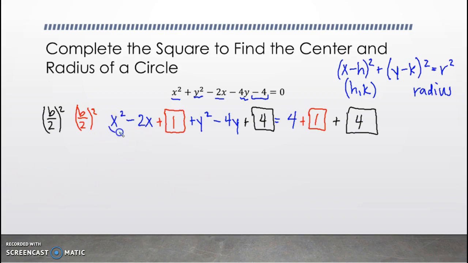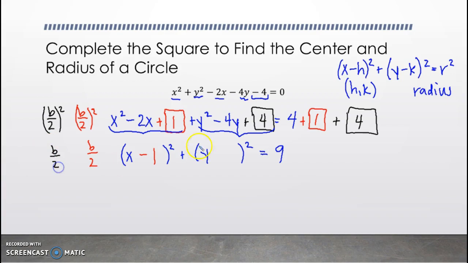Now I'm going to rewrite each of my x's and then my y's as a binomial square. So it's going to be x plus or minus something squared plus y plus or minus something squared equals, and then over here, 4 plus 1 plus 4 is 9. To figure out what goes inside the parentheses, I just do b divided by 2. For the x's, my b is negative 2, divided by 2 is negative 1. Same thing for the y's. My b is negative 4. Negative 4 divided by 2 is negative 2. So now I have this equation, x minus 1 squared plus y minus 2 squared equals 9.